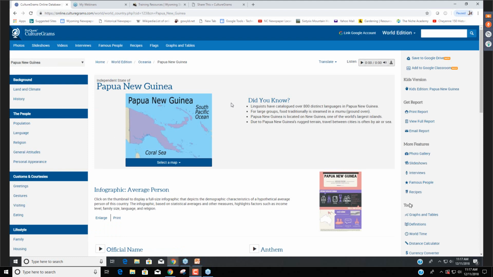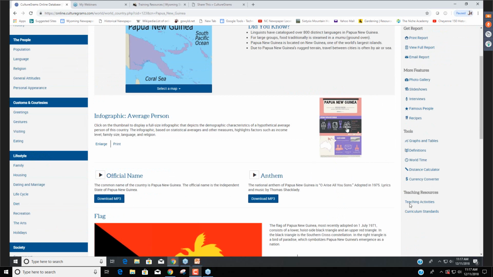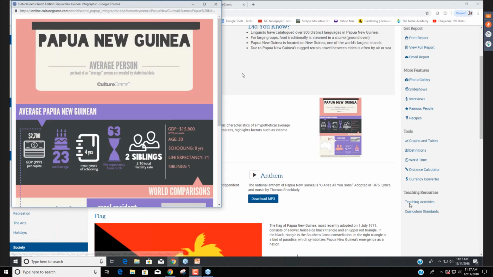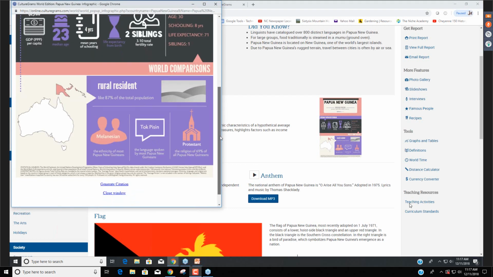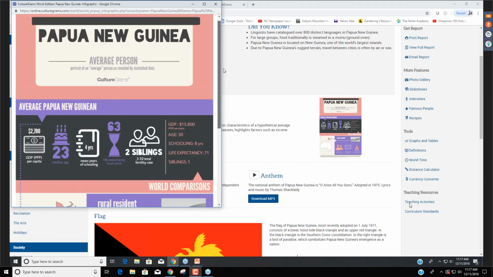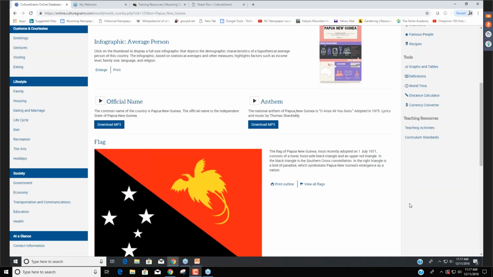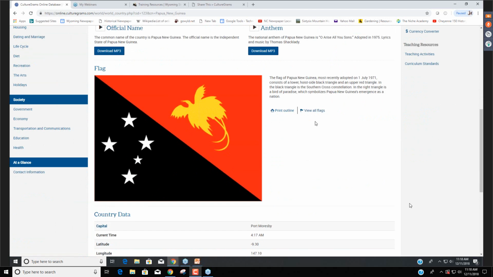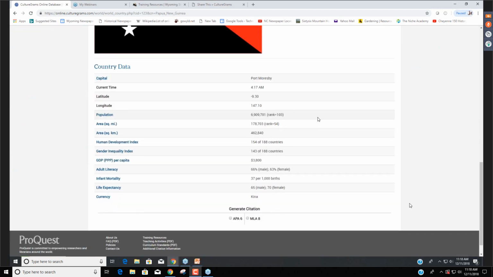Each one of the country pages or states or provinces includes this same look. You'll have a Did You Know? Each one will have an infographic about the average person, and you can print these out, compare countries, or as you're highlighting a different country. It includes its official name. You can play the anthem, view the flag and get the history about that flag, and some basic country data here at the bottom.